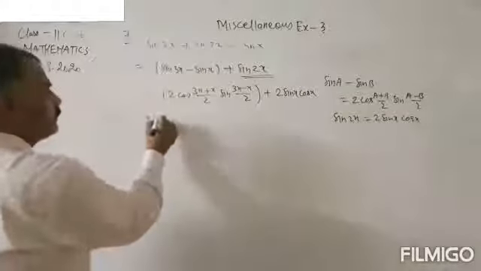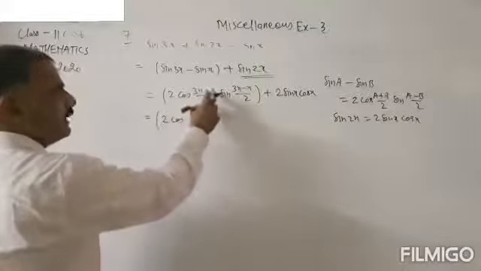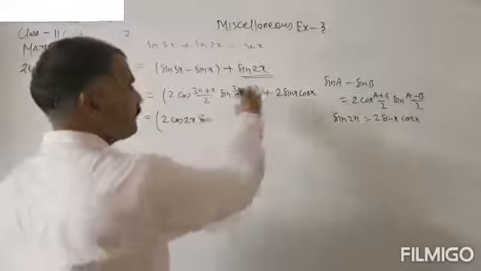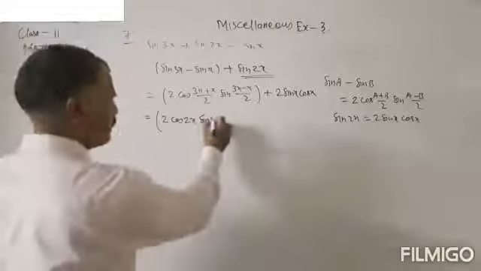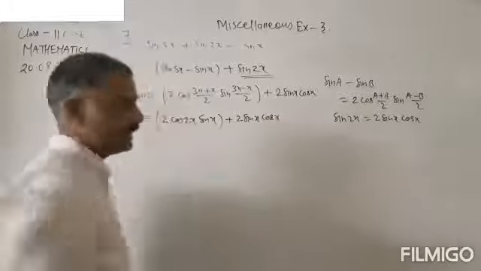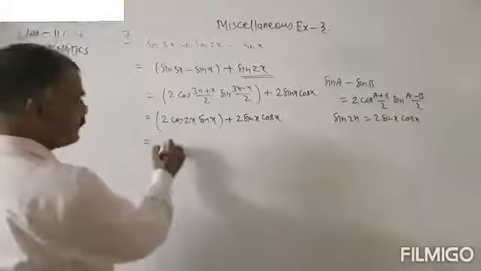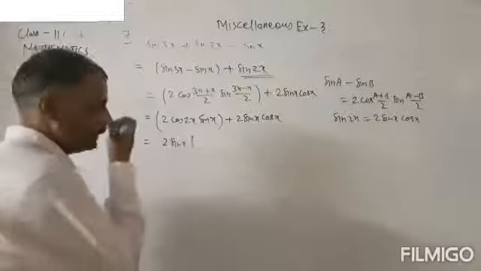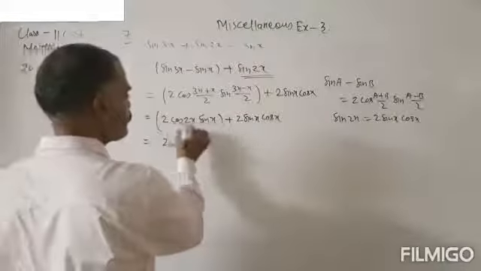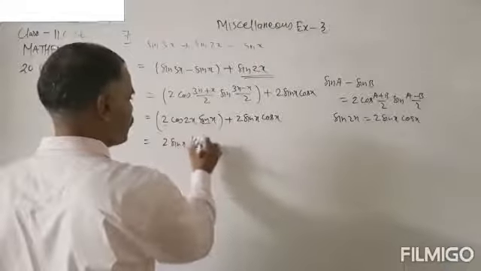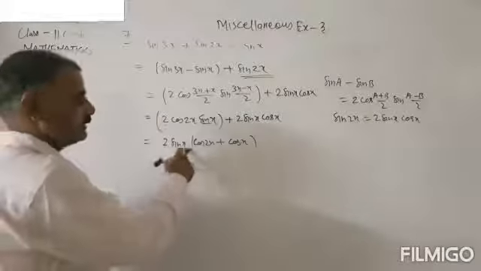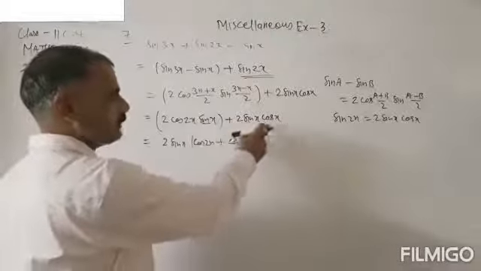Now this is equal to 2 cos of (3x plus x, 4x) by 2, 2x, and sin of (3x minus x, that is 2x) by 2, that is x, sin x, plus 2 sin x cos x. Now taking 2 sin x cos x common, having 2 sin x common, we have cos 2x plus cos x.